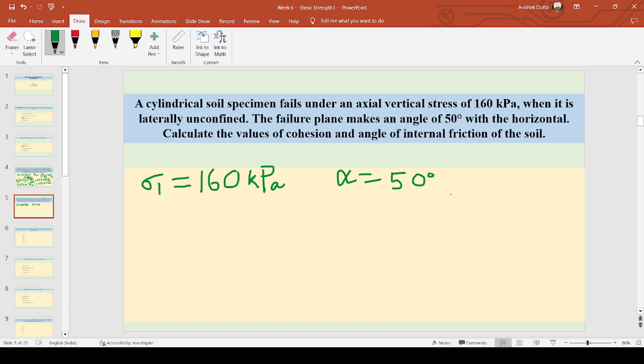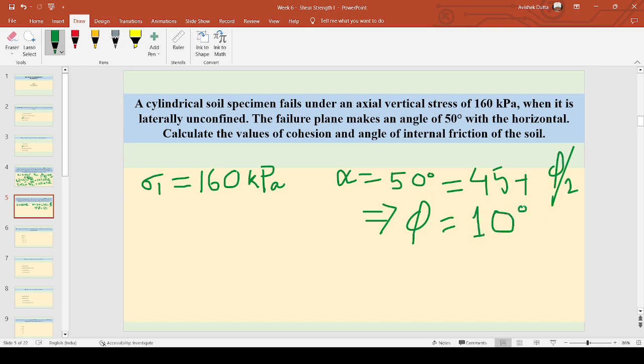Now, we can find the value of cohesion and internal friction, but first of all, we need to find the value of internal friction. We can do it either way. If alpha is 50 degrees and the formula for alpha is 45 plus phi by 2, then on rearranging, we can say that phi is equal to 2 into (50 minus 45), that is 10 degrees. Phi is equal to 10 degrees.